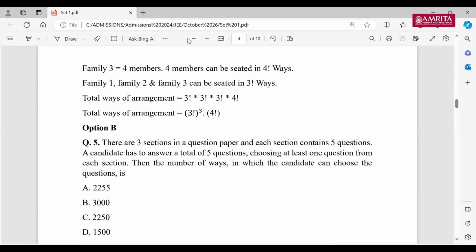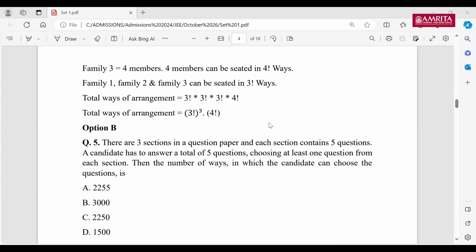Now, moving to the next question: there are 3 sections in a question paper, and each section contains 5 questions. A candidate has to answer a total of 5 questions, and it's strictly given that at least 1 question must be chosen from each section. That's something you need to take care of when you're answering. So I have a question paper with 3 sections, maybe multiple choice, numerical, and essay type questions. Each section has 5 questions, so in total there are 15 questions and I need to answer only 5. It is compulsory that I answer at least 1 question from all the 3 sections. So what is the number of ways in which the candidate can choose them? How will they be choosing the questions to answer?